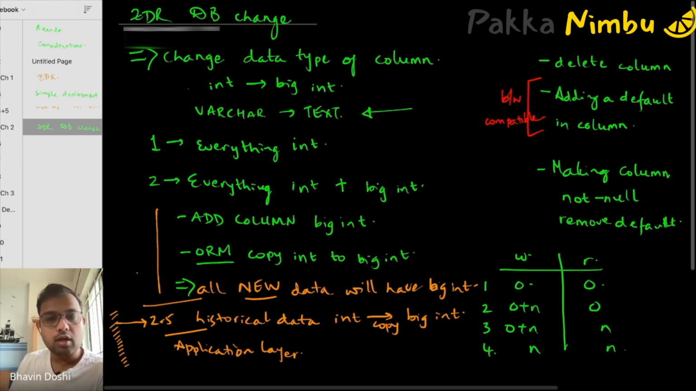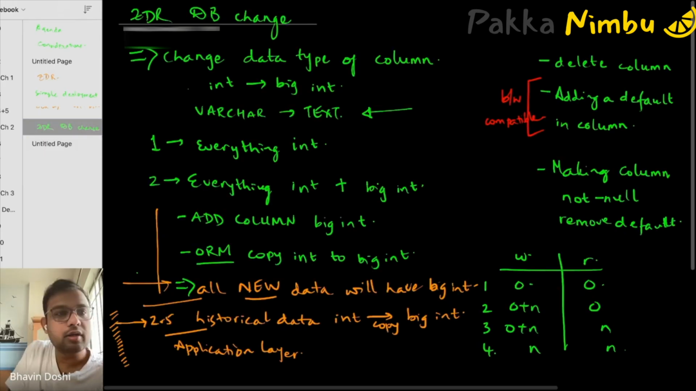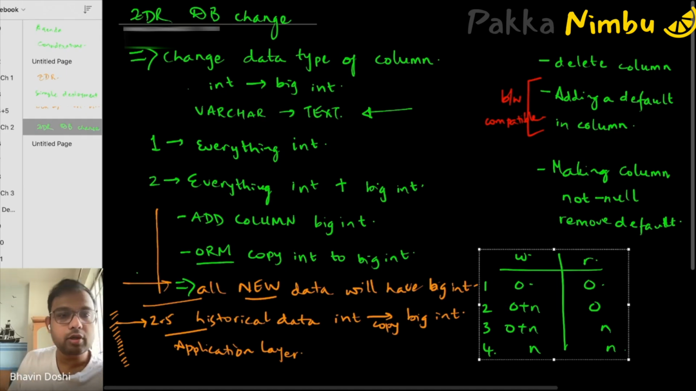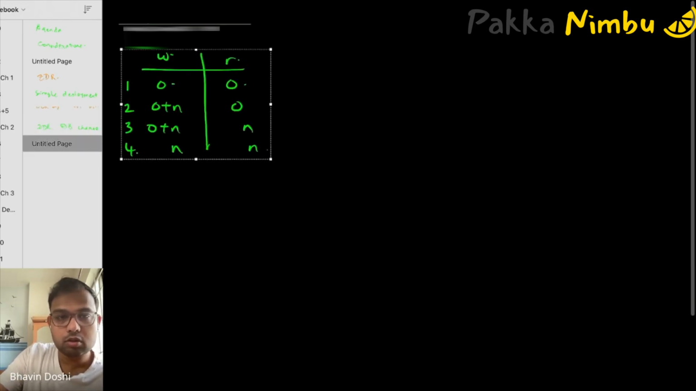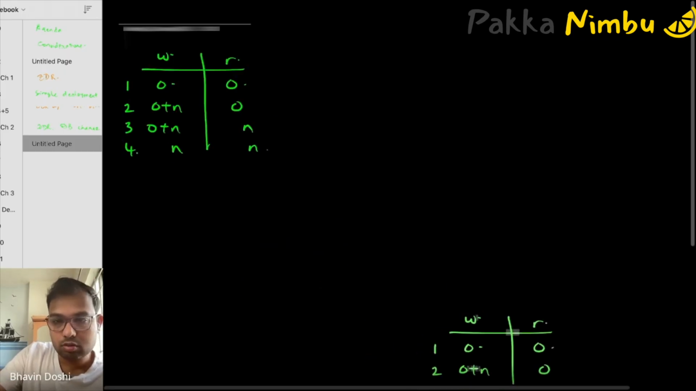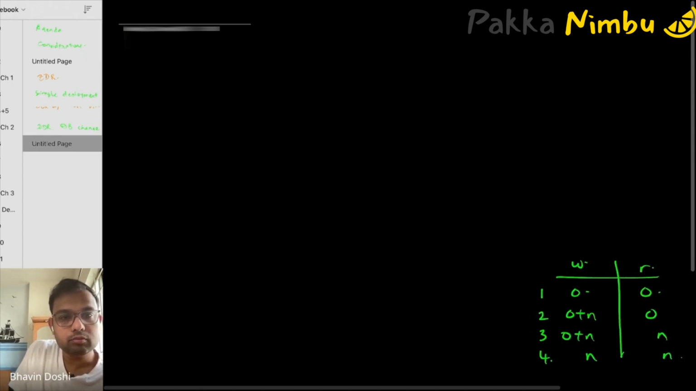So ये हो गया step 1. All new data will have big int. That is the result now. Third step में क्या करेंगे? तो third step में थर्ड स्टेप में है रीड को चेंज करना. तो व्हाट्स योर थर्ड पीआर?